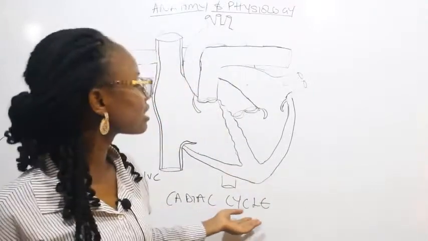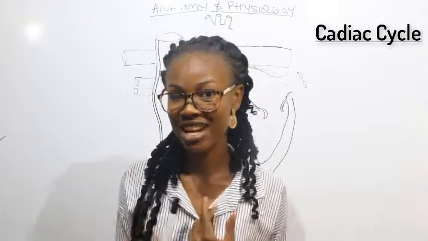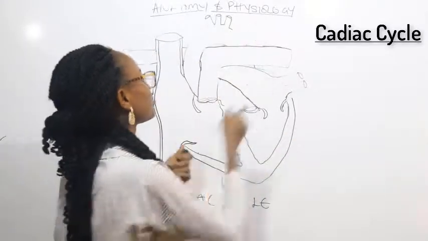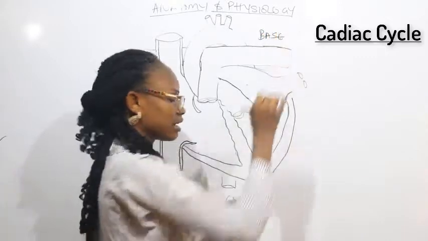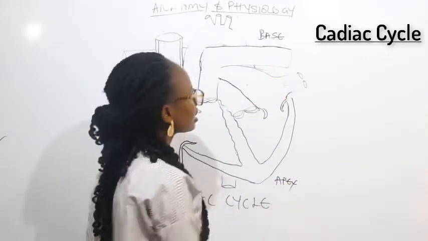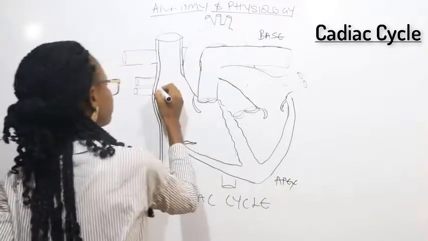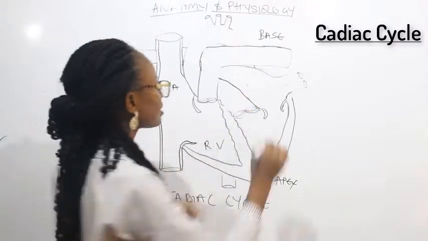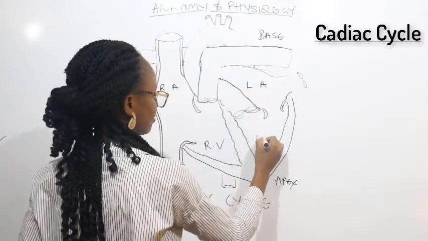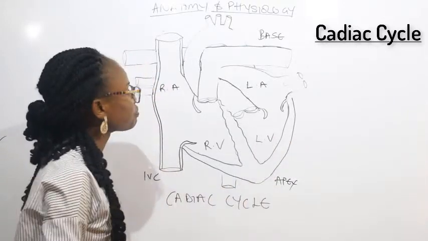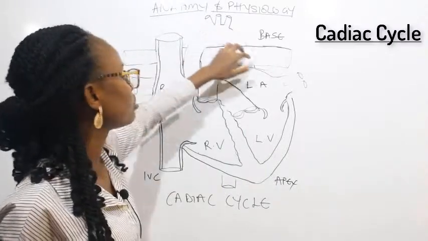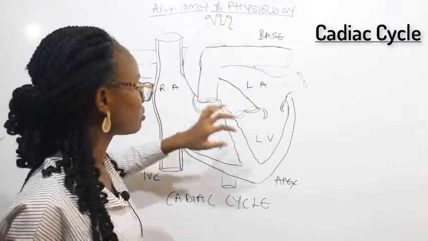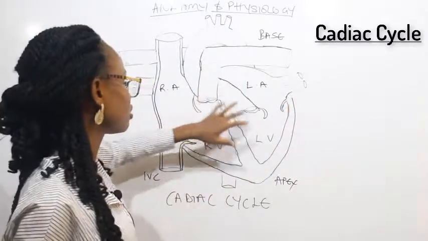I'll be looking at the cardiac cycle, and of course, because I want you, my friend, to be used to the terms and the parts of the heart, we're going to label them again. So here is the base, the apex of the heart, cardiac apex. We have a right atrium, a right ventricle, a left atrium, a left ventricle. Then the aorta, pulmonary trunk, pulmonary arteries, pulmonary veins, then the valves, where we have a tricuspid valve, a mitral or bicuspid valve, and semilunar valves.